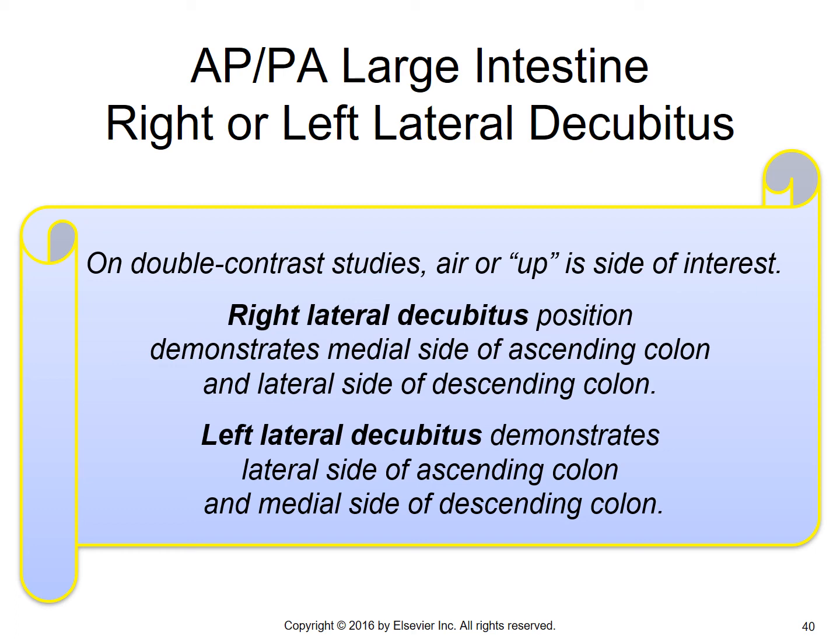The left lateral decubitus would then demonstrate the opposite. Imagine yourself laying in a left lateral decubitus position. You're laying on your left side. Think about the anatomy, where your ascending is, where your descending is. Think of both of them as like a tube, and then think of where the barium would layer out. It's heavy, and then the air would rise. So with the left lateral decubitus, you're going to see the lateral side of the ascending and the medial side of the descending.